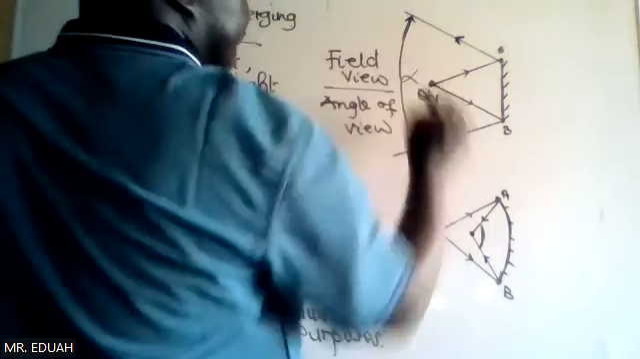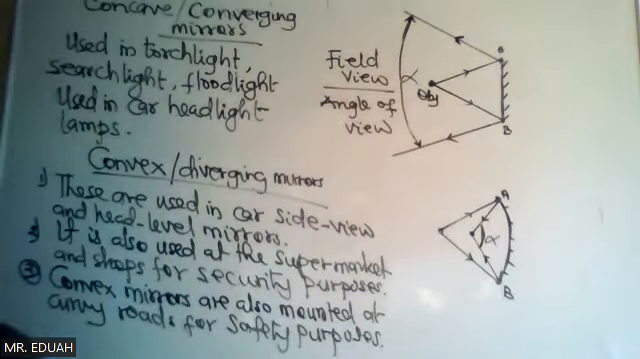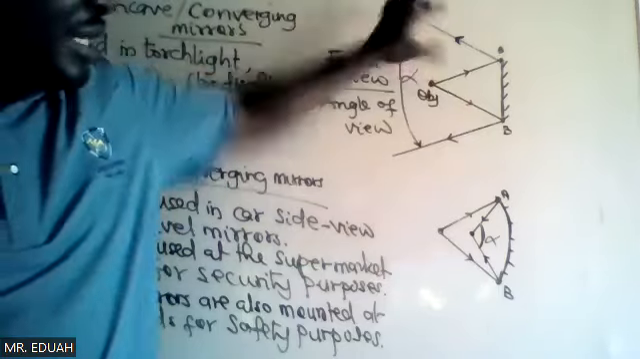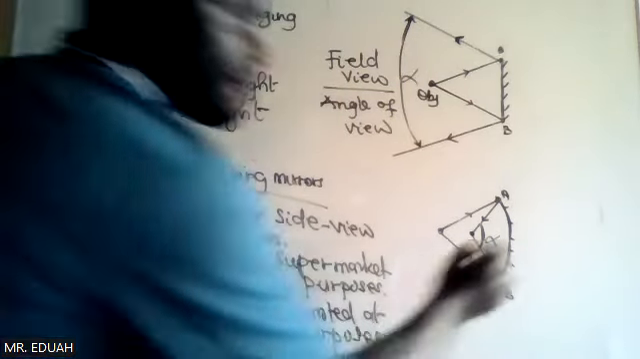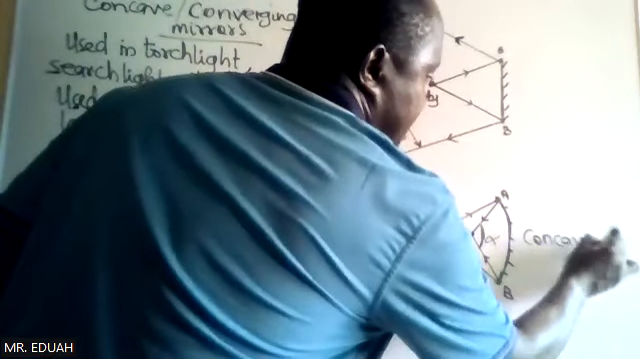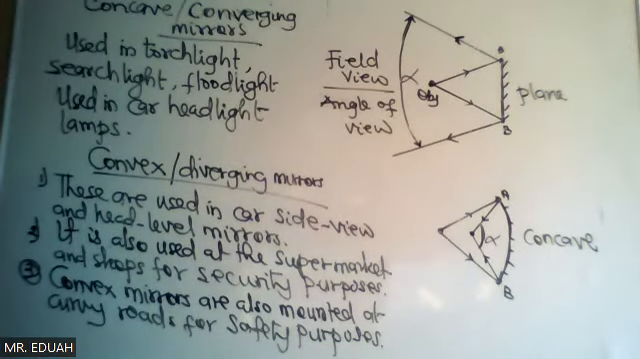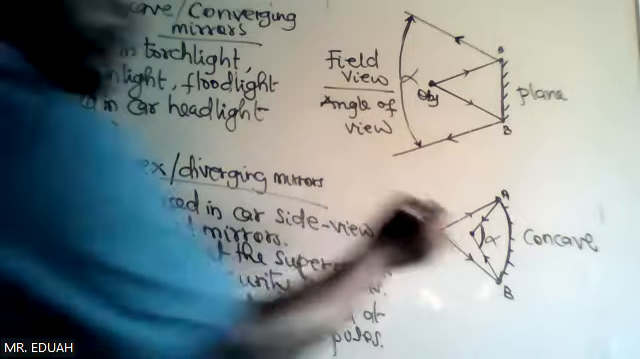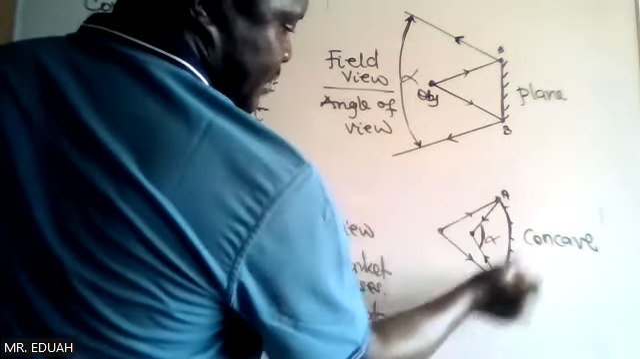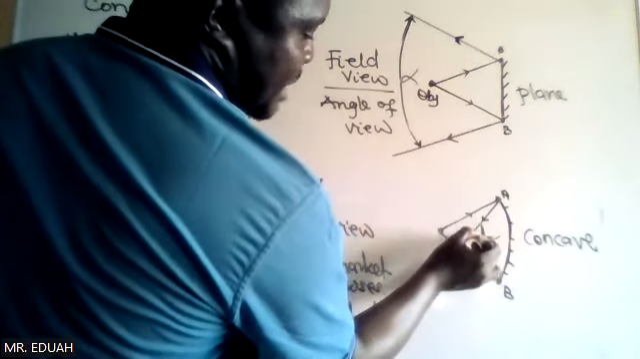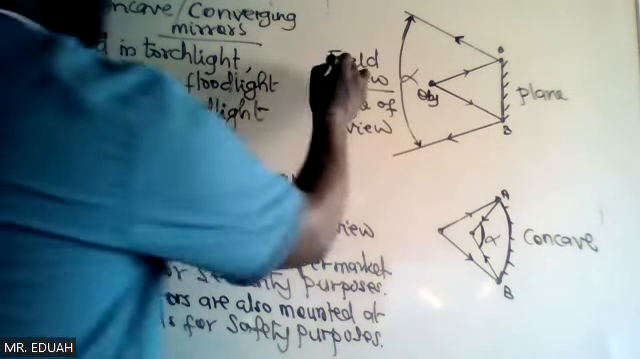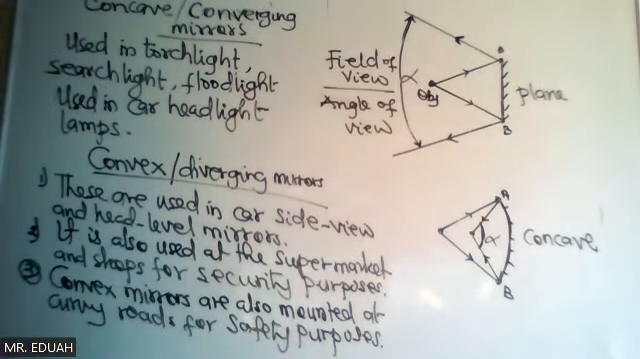So let me indicate this by alpha. Don't forget, plane mirrors will also reflect and, I'm sorry, divert the reflected rays. But for concave, it converges reflected rays, hence its other name, converging mirror. So the reflected rays from the object after interaction with the mirror would all be converged at a point. And so this becomes the field of view, or the angle of view, for concave.